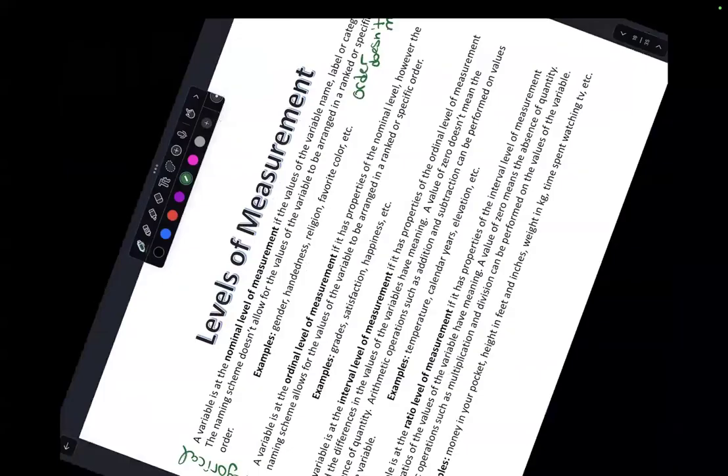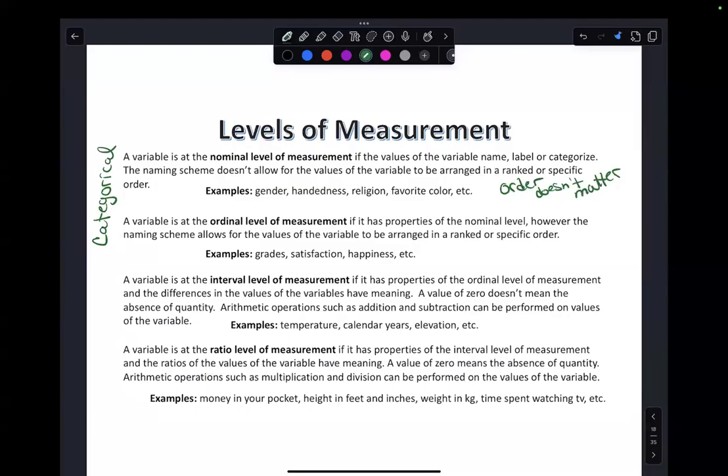So for example, gender. It doesn't matter whether you say male, female, or female, male when you're doing your data. Handedness, left or right, it doesn't matter which one comes first. Religion, your favorite color, it doesn't matter which order we list them. Order doesn't matter. It's just a pile of data.